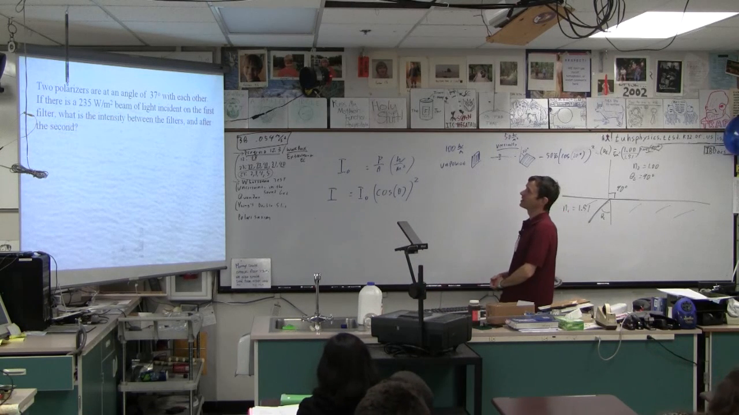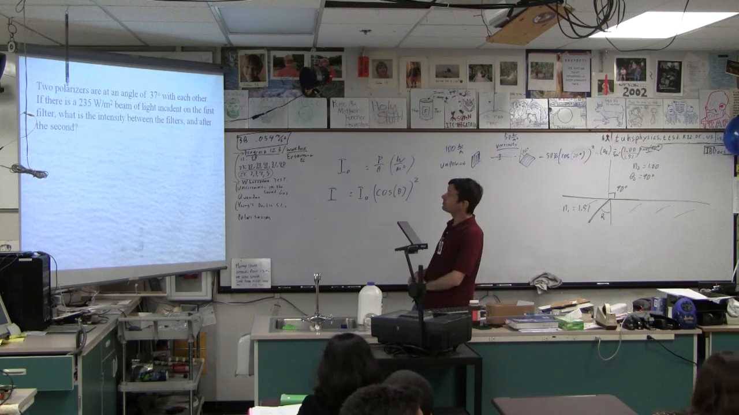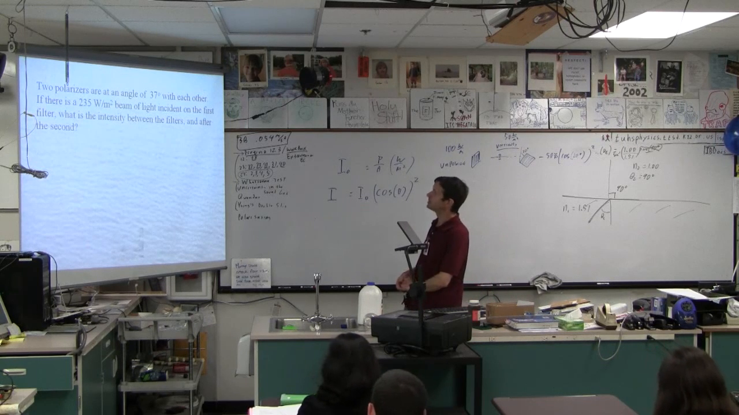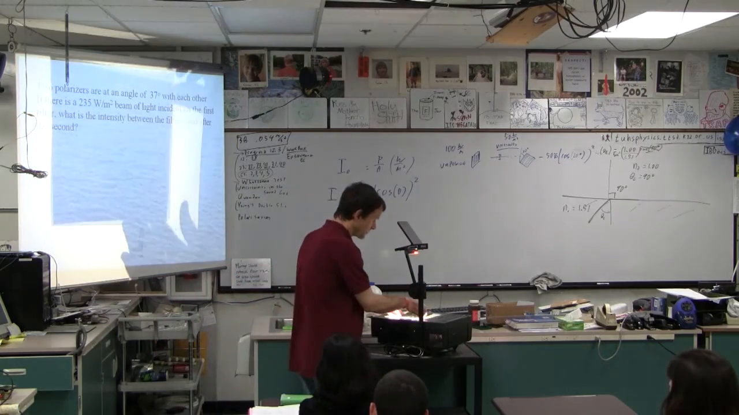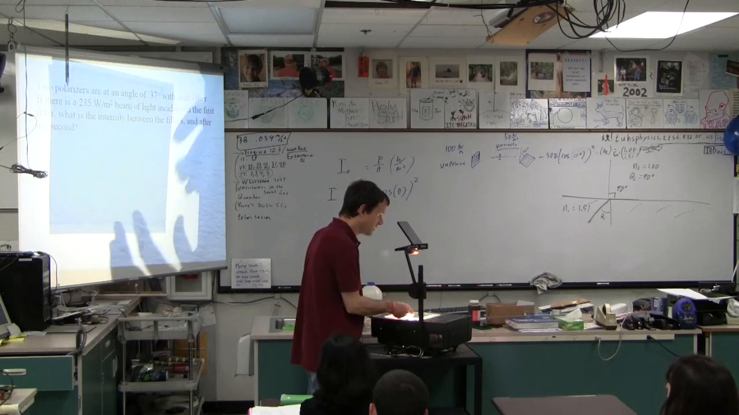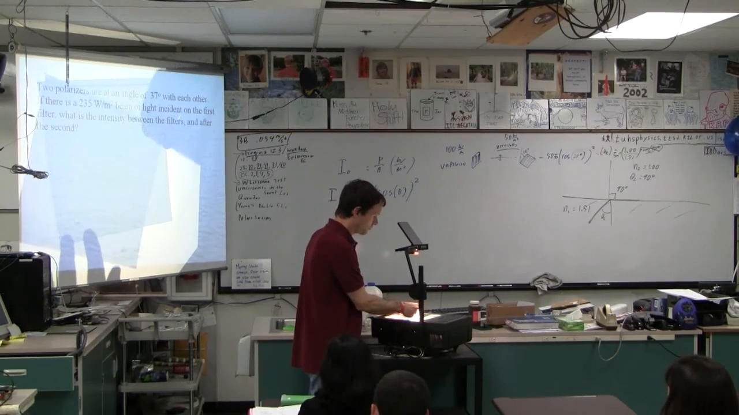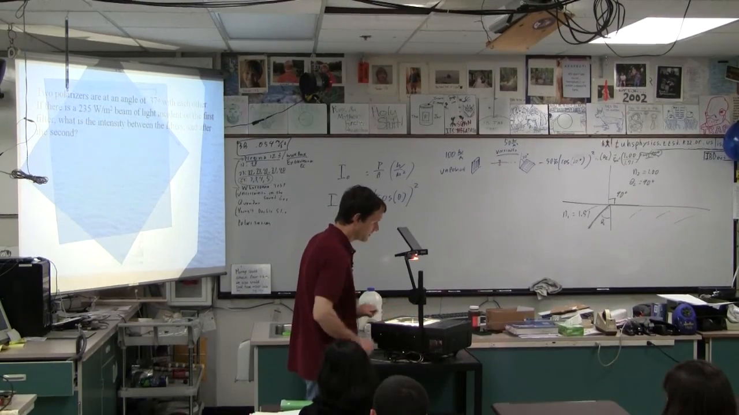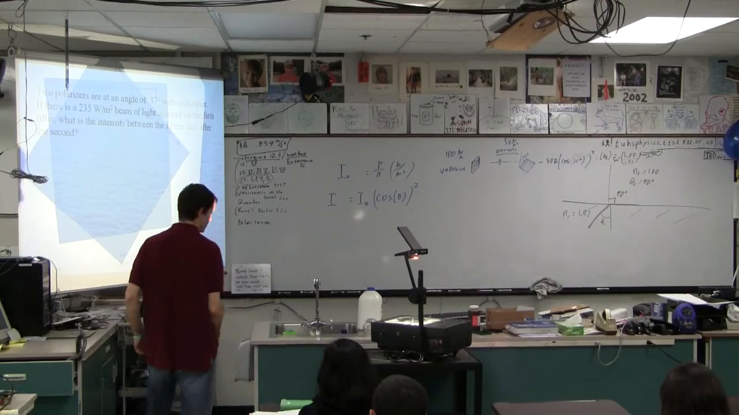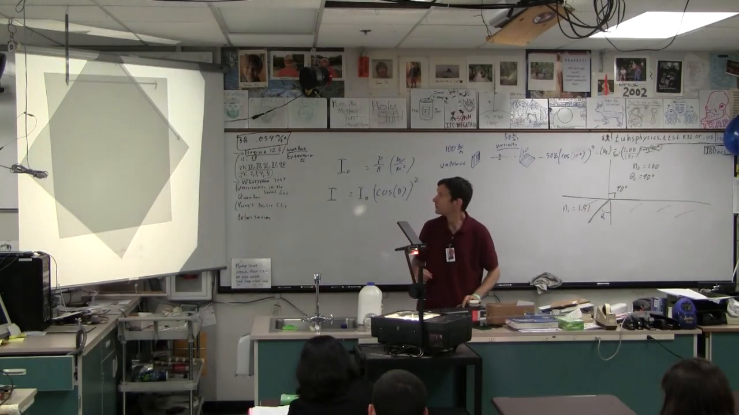So two polarizers are at a 37-degree angle with each other. There's 235 watts per square meter of light incident on the first filter. So this is like this. Here these guys are at 0 degrees with each other, and then we have a possible 37-degree angle, something like that. That's what we're talking about.